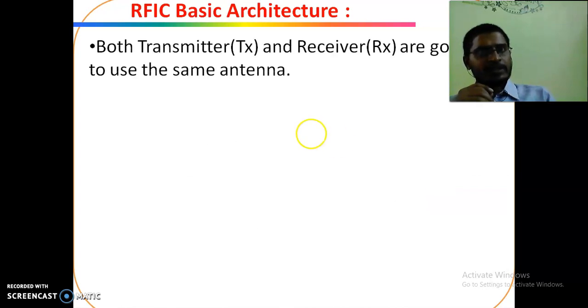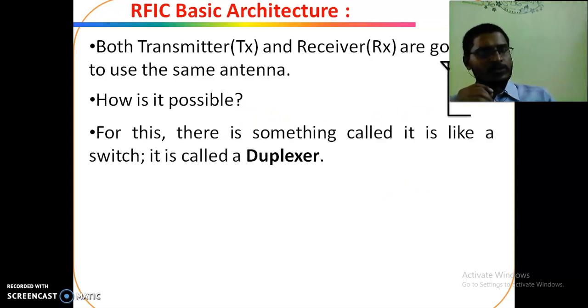Both the transmitter and receiver are going to use the same antenna with the help of a duplexer. By using a duplexer, we can use the same antenna for transmitting and receiving. A duplexer acts like a switch. In the transmitting case, the antenna is connected to the transmitter via the duplexer. In the receiving case, the same antenna is connected to the receiver.